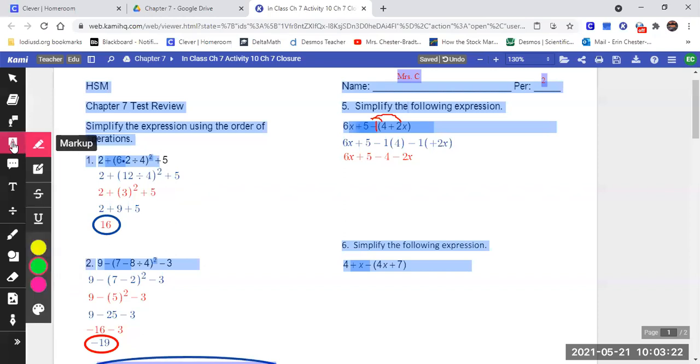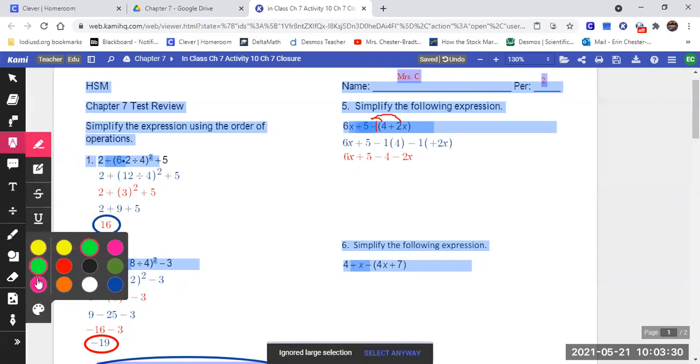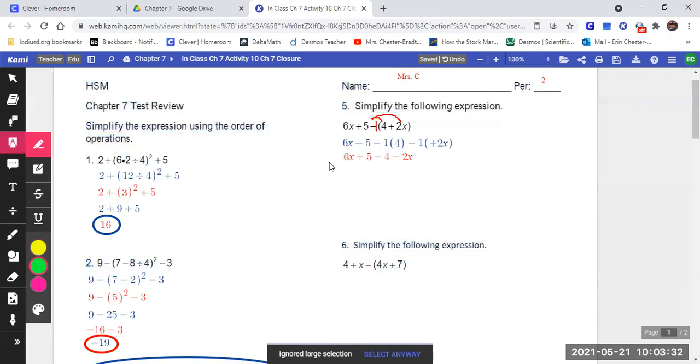Why are you being weird like that? One minute, it's being glitchy. Oh, I have to pick this one.